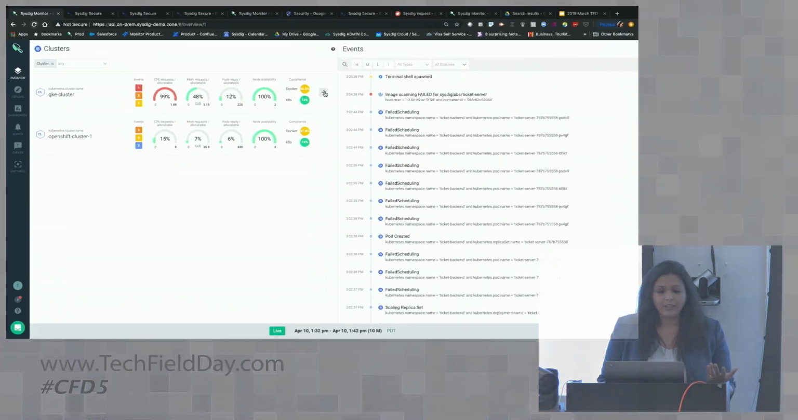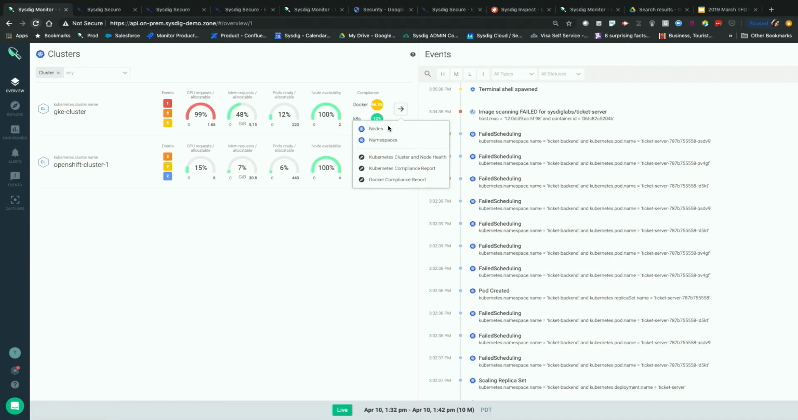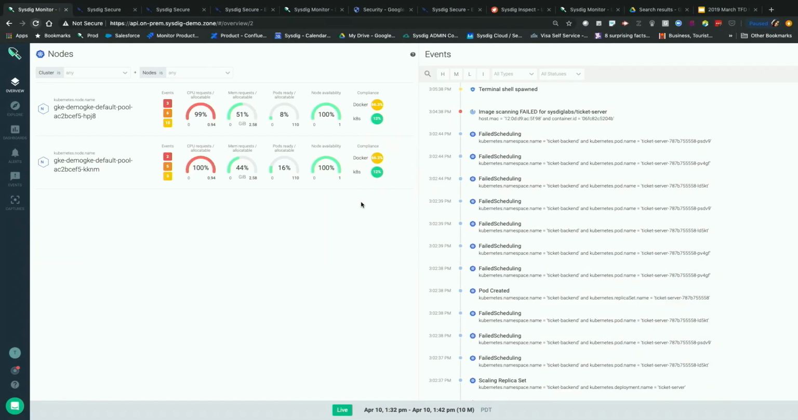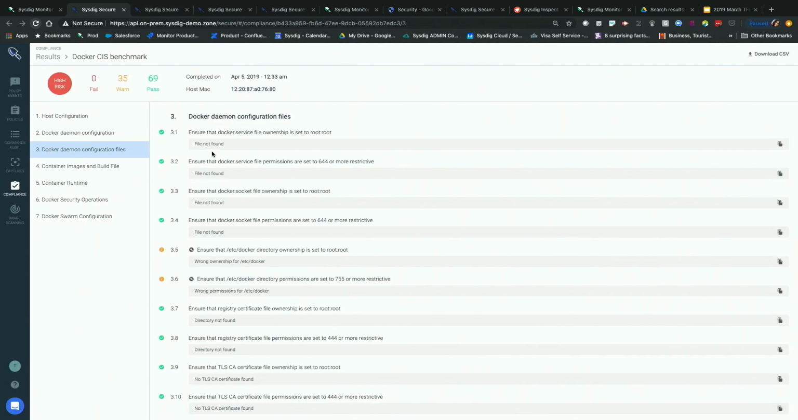So I'm looking at this cluster, and I see there are some compliance violations. I can drill down to the node level and see which nodes have compliance violations. And from here, I can launch directly into the Docker compliance report. So when I launch into the compliance report, we are running these CIS benchmarks. Hope it comes up.